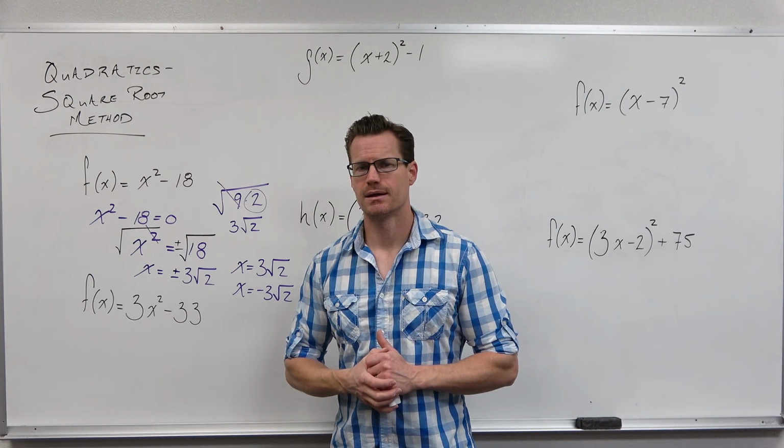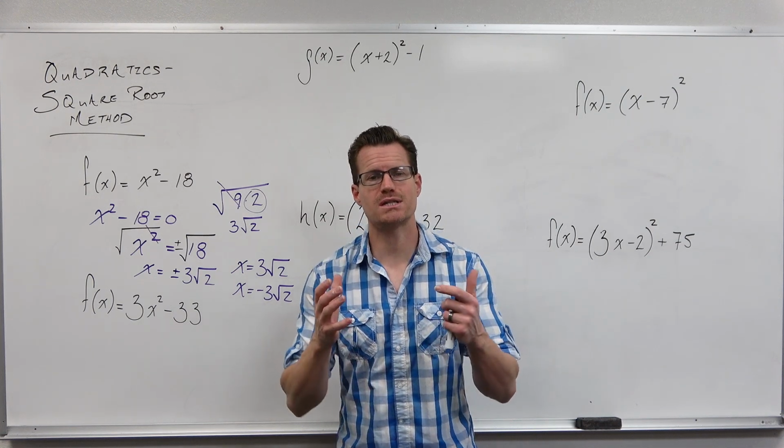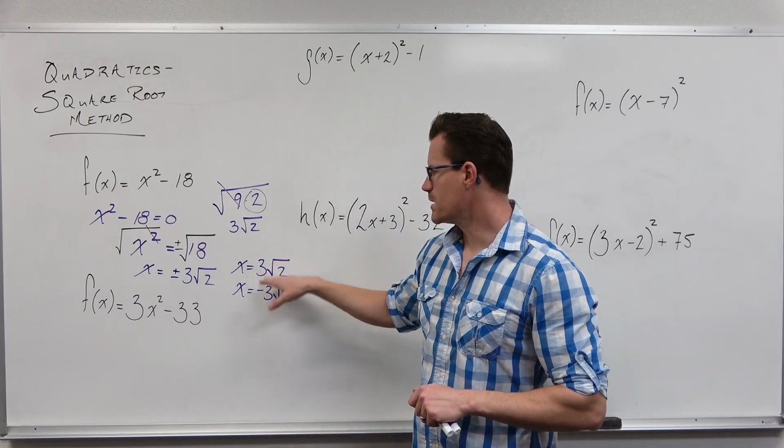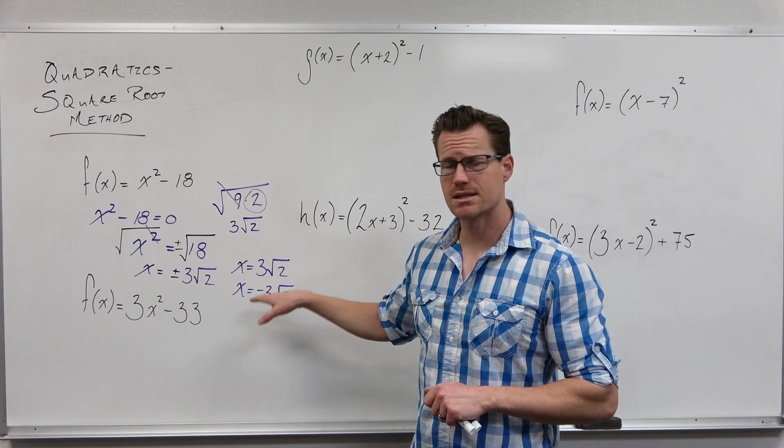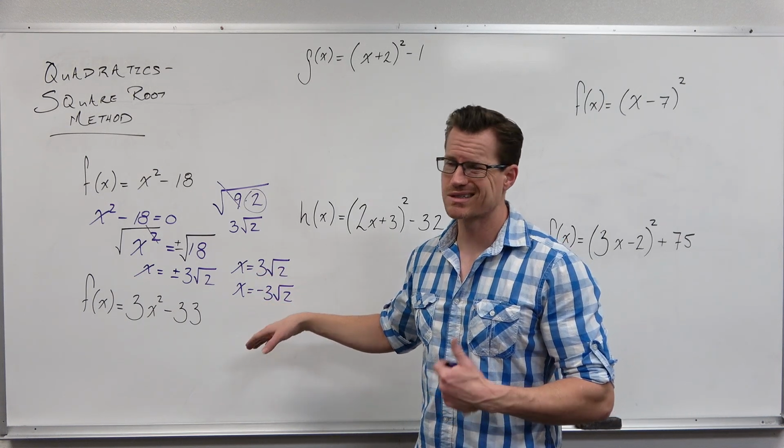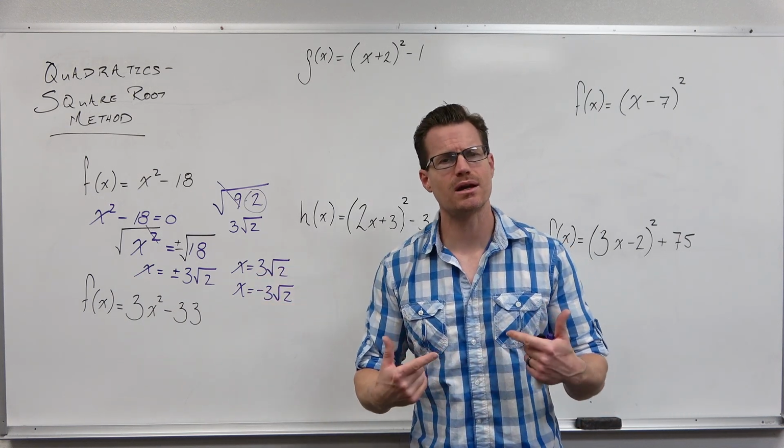Well, let's look at that. What are those solutions? This should tell you something. Does this say that we cross the x-axis twice? Does it say that we bounce off the x-axis once? Does it say that we miss the x-axis? And here's how to determine that.